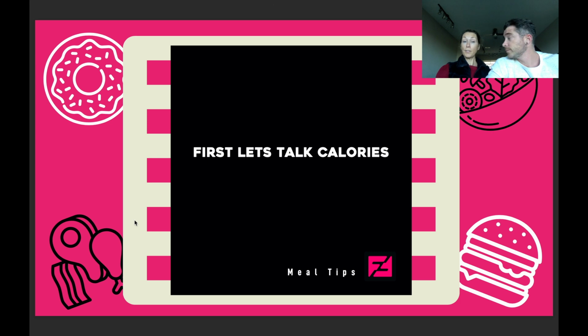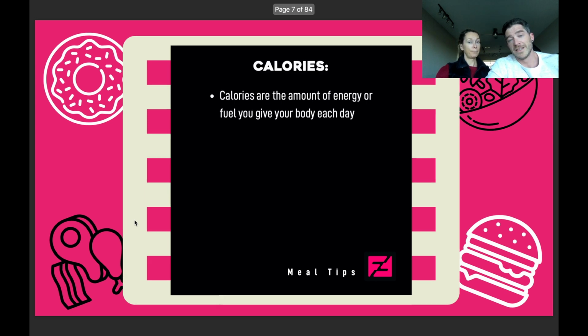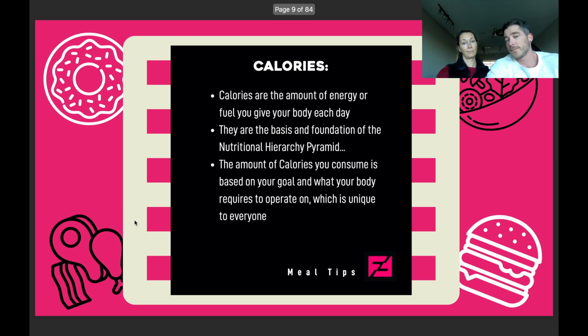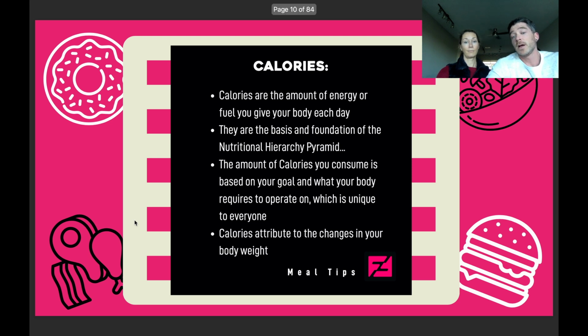First, let's talk about some calories here. Calories are the amount of energy that your body needs to fuel itself each day. So it's like fuel in the tank. They are the base and the foundation, like we talked about, for the nutritional hierarchy pyramid. The amount of calories you consume is based on your goal and what your body requires to operate on, which is unique to everyone. Calories attribute to the change in your body weight.